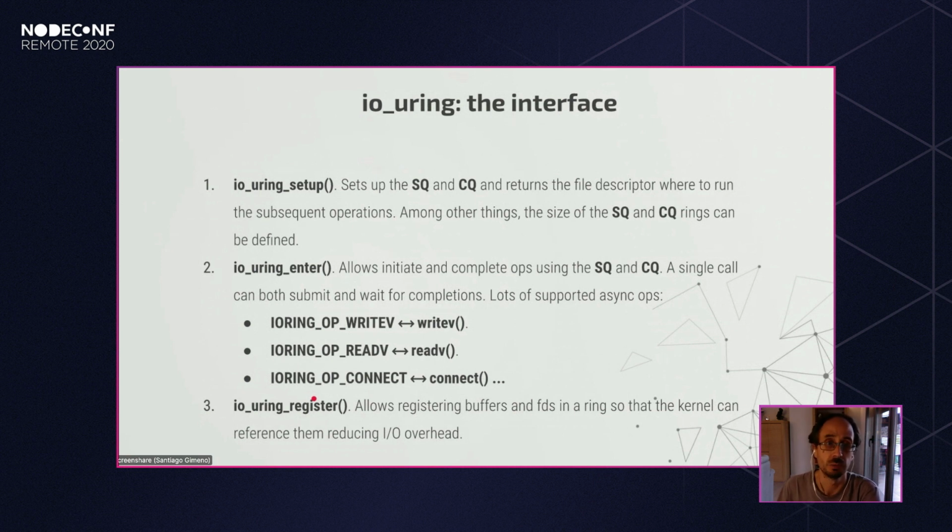There are a lot of supported operations to perform the same functionality as other syscalls already do. Examples include write B, read B, connect, accept, send message, etc. And finally, the IO ring register syscall that is used to register buffers and file descriptors in the kernel, so the kernel can reference them, reducing input-output overhead.